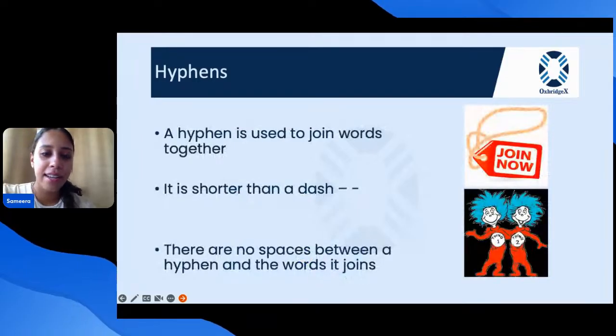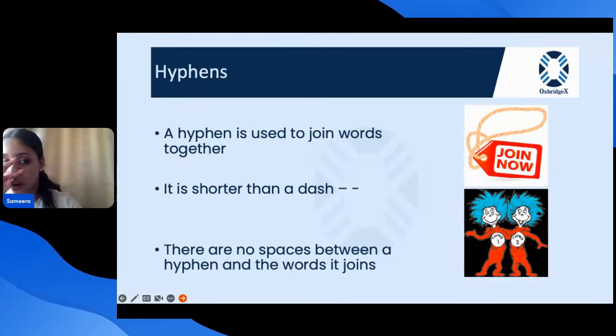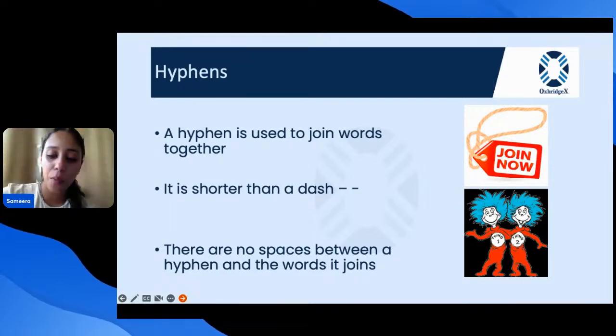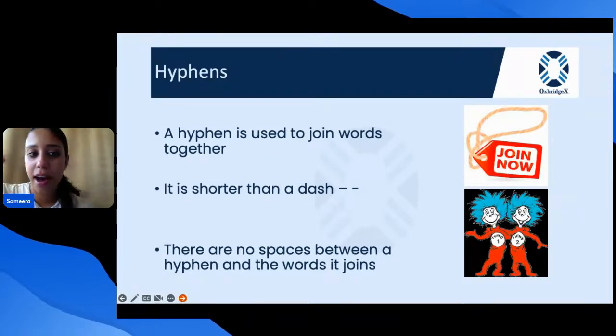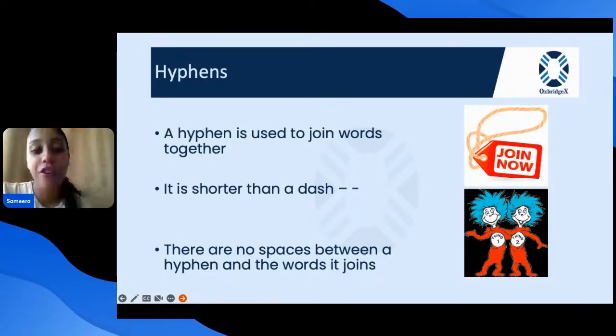Like I said, hyphens have many, many rules. They're often used to join words together, right? Now, the misconception is that a hyphen is the same as a dash. No, they're very different. In fact, hyphens are shorter than a dash, okay? There are no spaces between a hyphen and the word it joins.